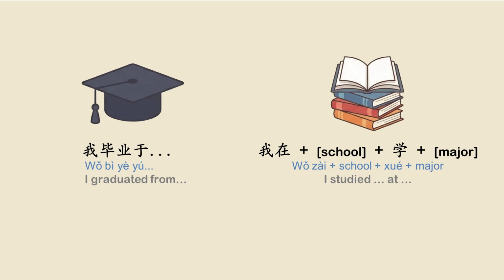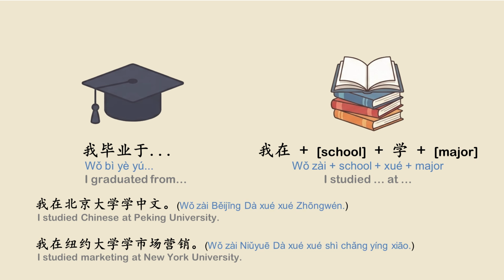If you want to say both what you studied and where, you can say 我在 school, 学 major. I studied at or I study at, depending on the context. For example, 我在北京大学学中文, I studied Chinese at Peking University. 我在纽约大学学市场营销, I studied marketing at New York University.